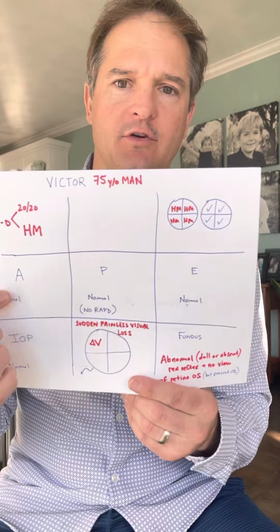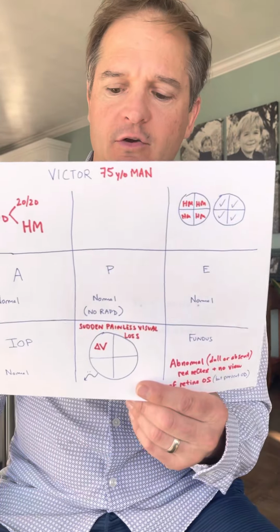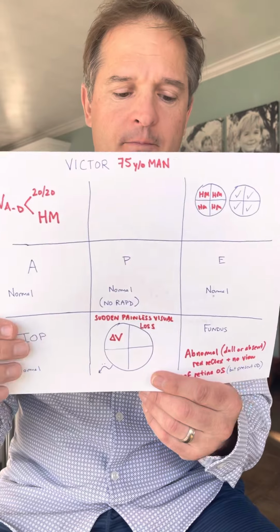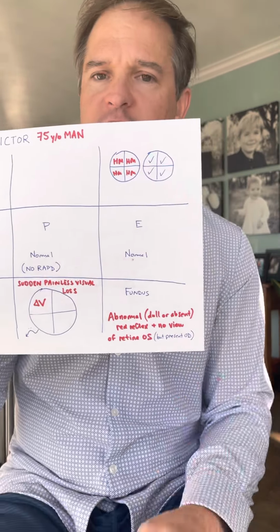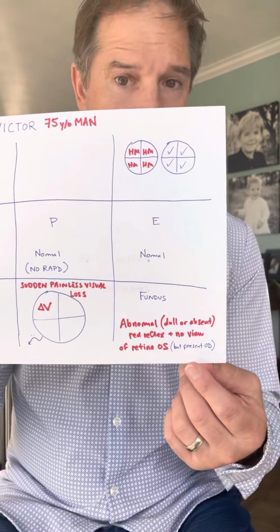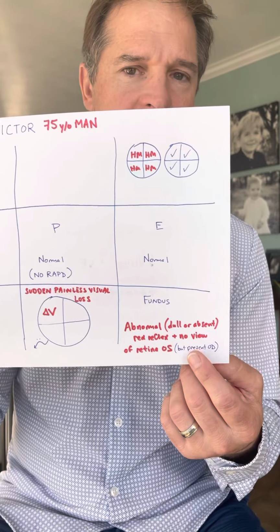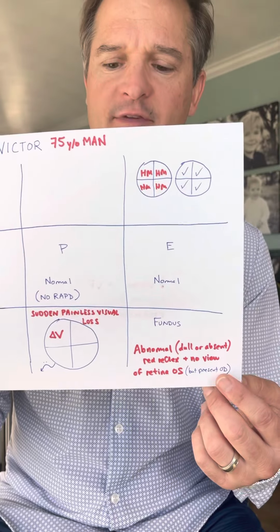He has a normal anterior segment, pupillary, and extraocular motility exam. His pressure is normal, but on his fundus examination, first I said, check the red reflex, and he will have a dull red reflex on one side and a normal red reflex on the other side.